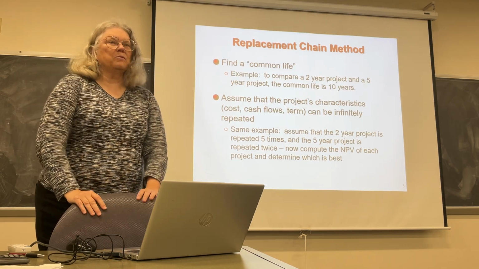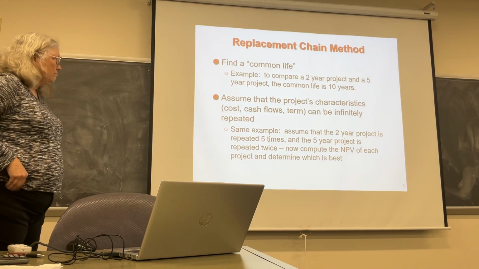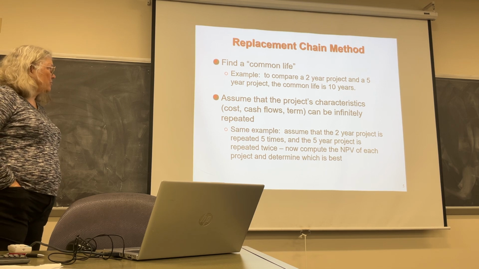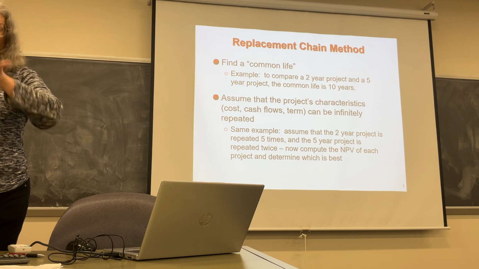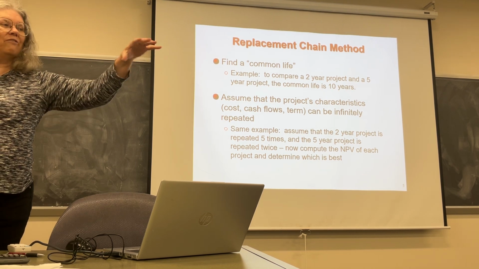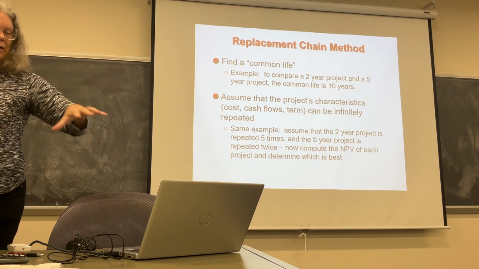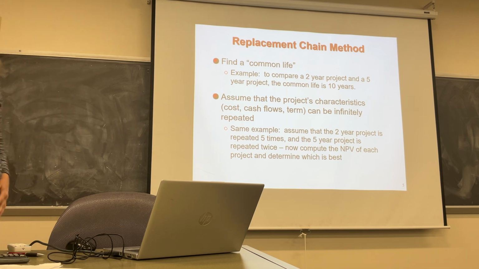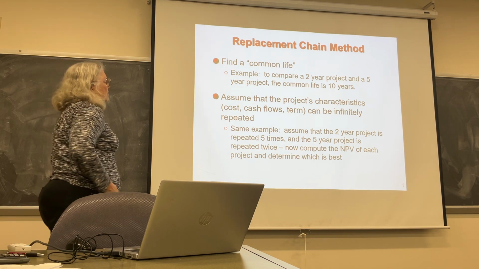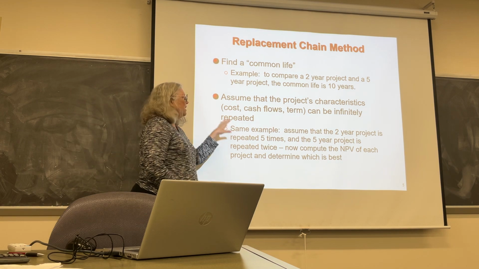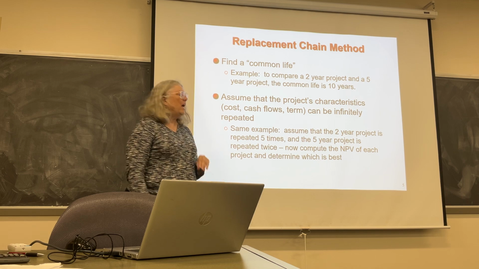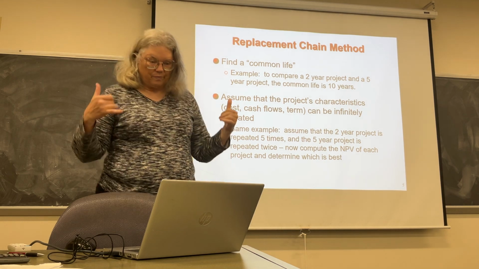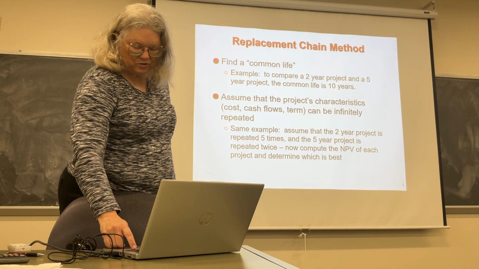So, replacement chain method. To compare a 2-year project and a 5-year project, common life is 10 years. We'd repeat the 2-year project 5 times and the 5-year project twice. Now we have 10 years. So we assume that the project's characteristics, their cost, cash flows, term, can be infinitely repeated. So then we can find the NPV and move on, determine which is best.